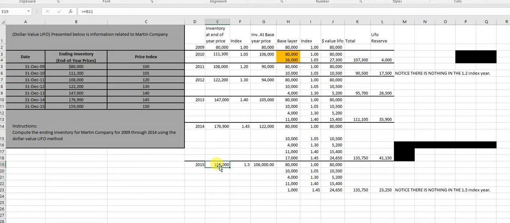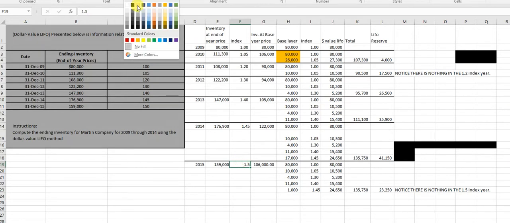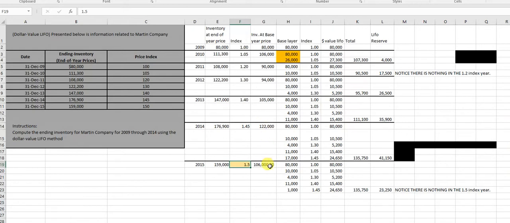Now my LIFO reserve is 159,000 minus 135,750. And notice there will be no 1.5 year because my inventory went down from 122,000 at base year prices. So notice the year I will never have is the 1.2, and that's what LIFO reserve is, or dollar value LIFO.